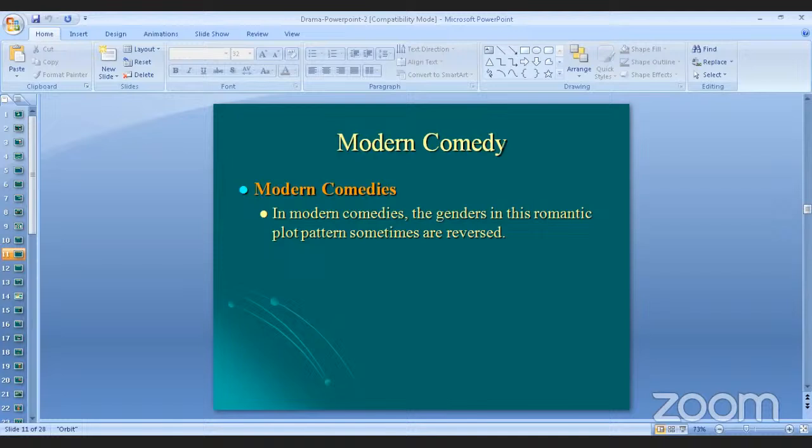Right. Now, coming to the next part, which is forms of drama. Okay, just an overview of this. Drama is a genre where performance is a significant aspect. The term drama comes from the Greek word meaning action. Drama is polyphonic in nature.